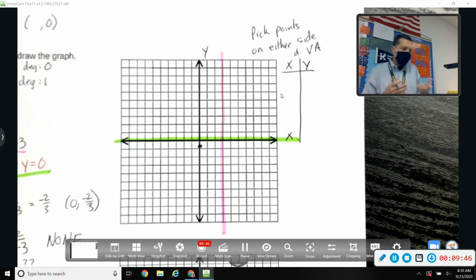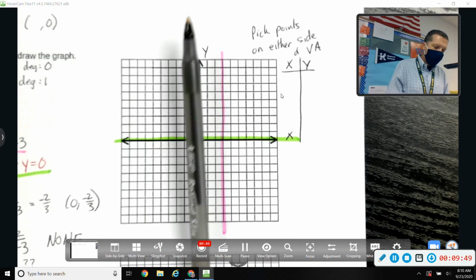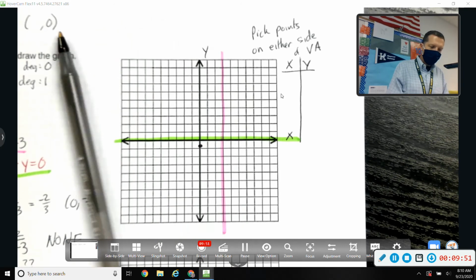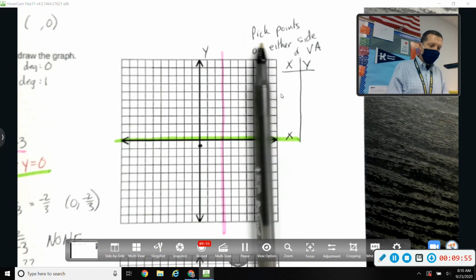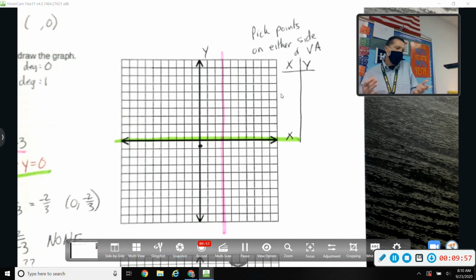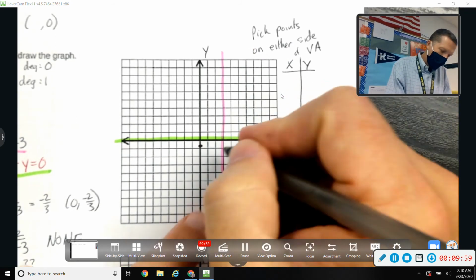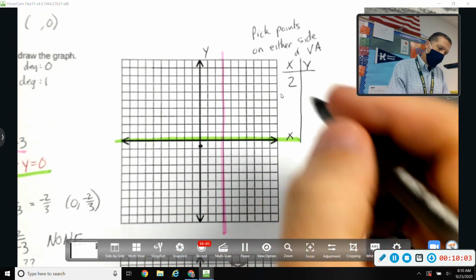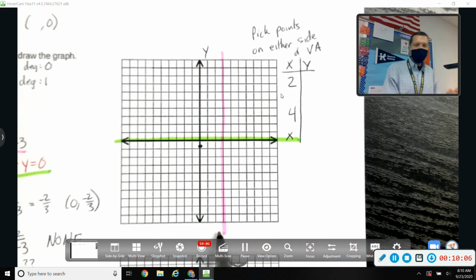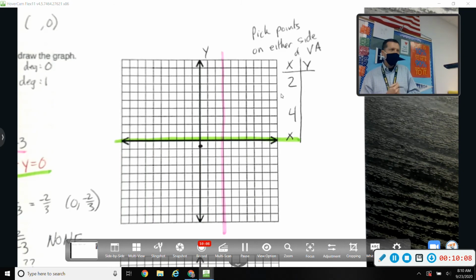And looking at the picture, maybe that makes sense. If you pick all your points on the left side of the pink line, then you don't know what's happening on the right side of the pink line. So pick a point on each side, and start with that. Just pick 1 point on each side, and then we'll see what happens. So let's do x equals 2, and then we'll do x equals 4. Can't do x equals 3 because we know that that's an asymptote.